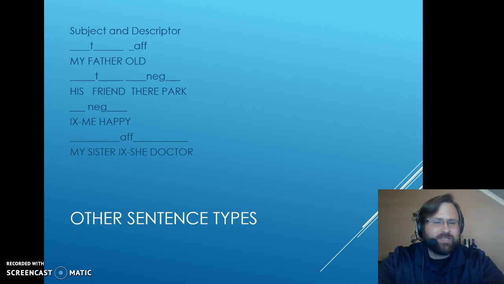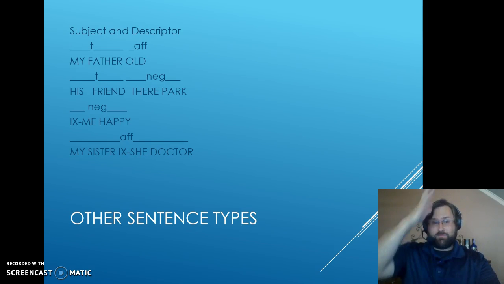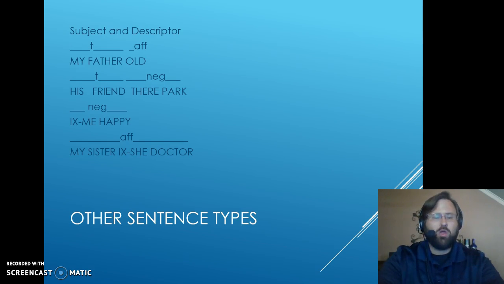We can also have two-part sentences with a subject and a descriptor. The descriptor might be an adjective, as in this sentence. It could also be a prepositional phrase, a phrase that shows where something happened. In this case, we have his friend is not at the park because of the negation, and that would be signed like this.